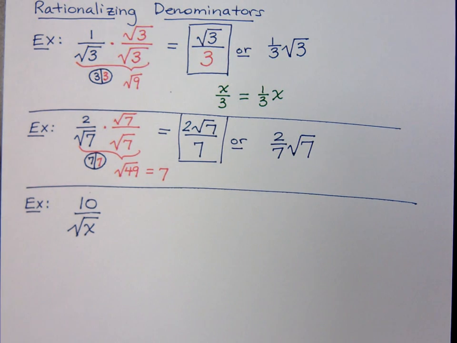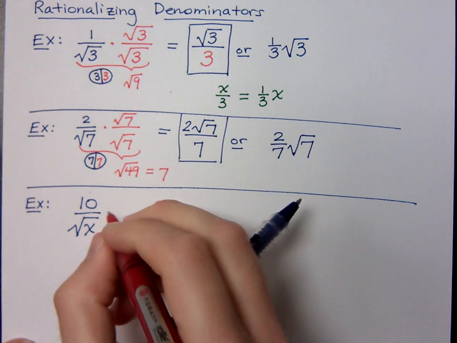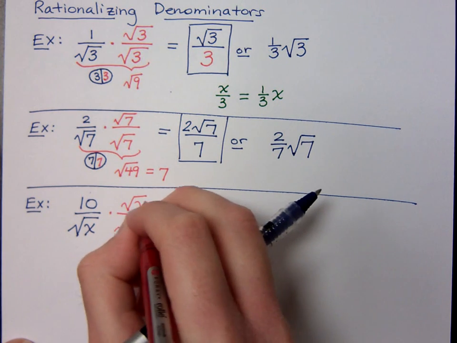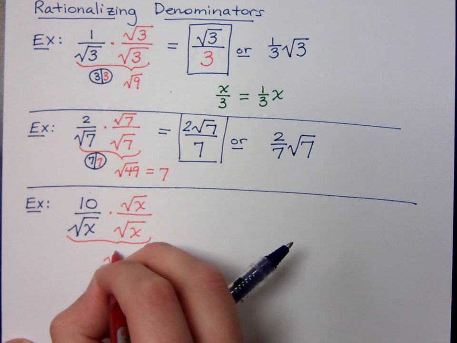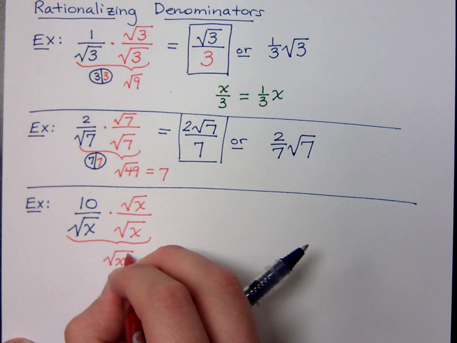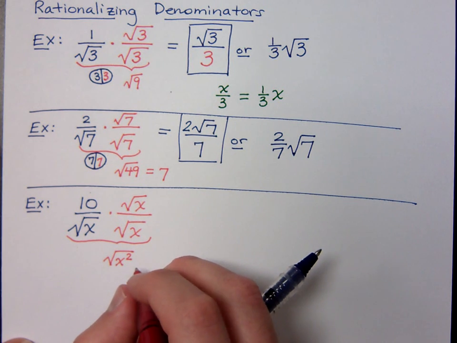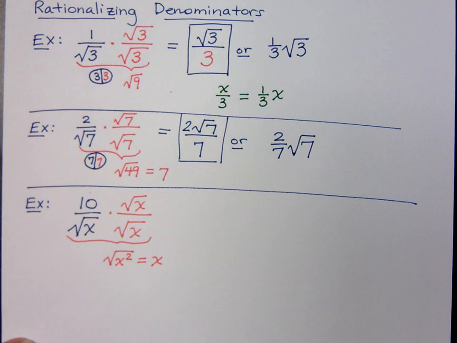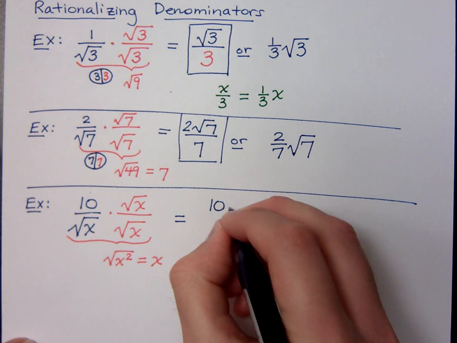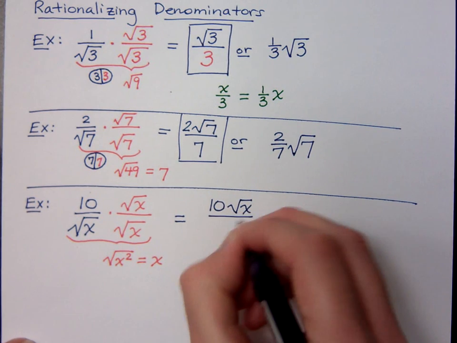If I have 10 over the square root of x, what factor is missing here? Square root of x. I'm just missing the square root of x, right? Because this denominator would give me the square root of what? X. No. It would give you the square root of x squared. And then what does the square root of x squared equal? X. Now, remember, we're saying that our variables represent non-negative numbers now. So I'm going to get just x. So what does this guy equal now? 10 square roots of x, 10 square roots of x all over x.